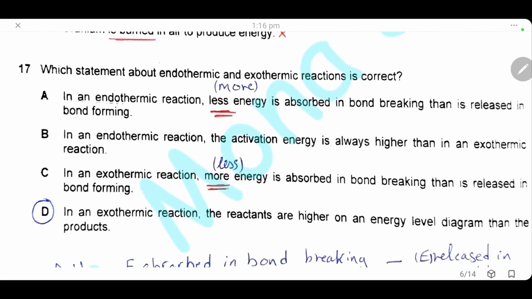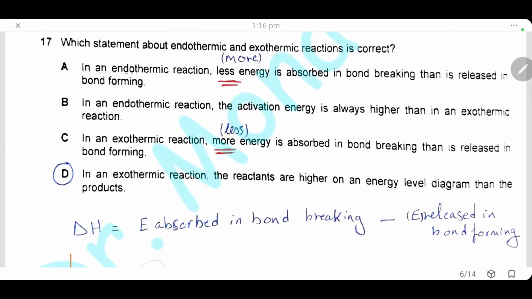Question 17. Which statement about the endothermic and the exothermic reaction is correct? In the case of exothermic and endothermic reactions, the delta H, the energy change of the reaction, is equal to the energy absorbed in bond breaking minus the energy released in bond forming. In the case of an endothermic reaction, this delta H value is positive, so the energy absorbed is higher than the energy released. Here in statement A, less energy is absorbed, so this is a wrong statement.